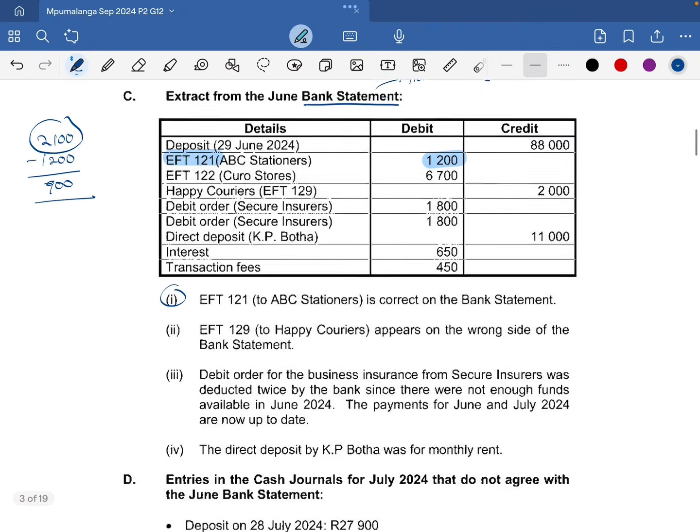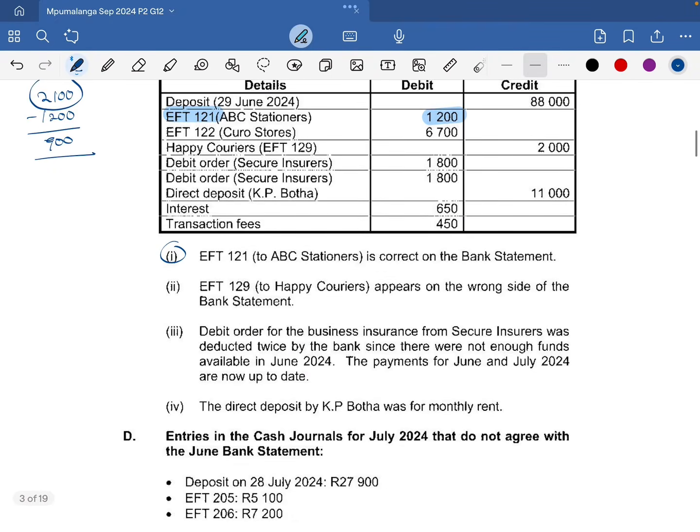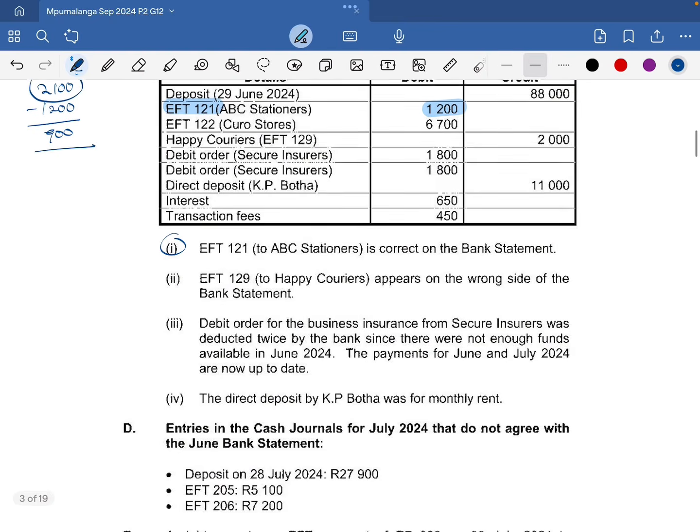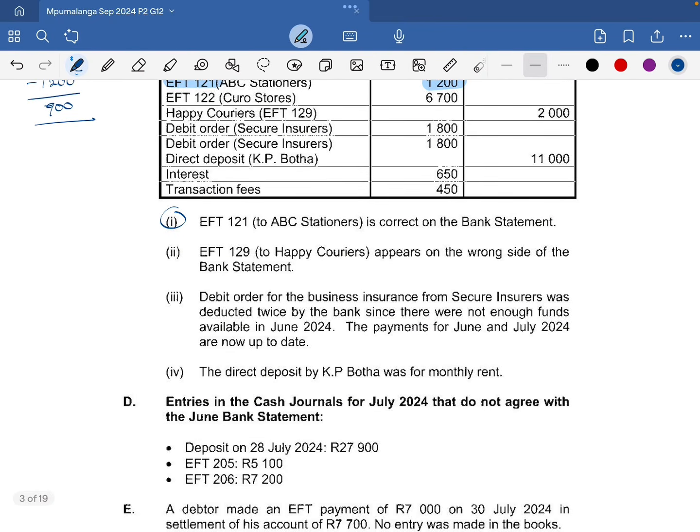So, and second Roman figure says EFT 129 appears on the wrong side of the bank statement. Okay, so if something appears on the wrong side, right, the first thing that you do is correct. Okay, let's do this. The first thing that you do is to remove the incorrect entry, right? This will net it off to 0.